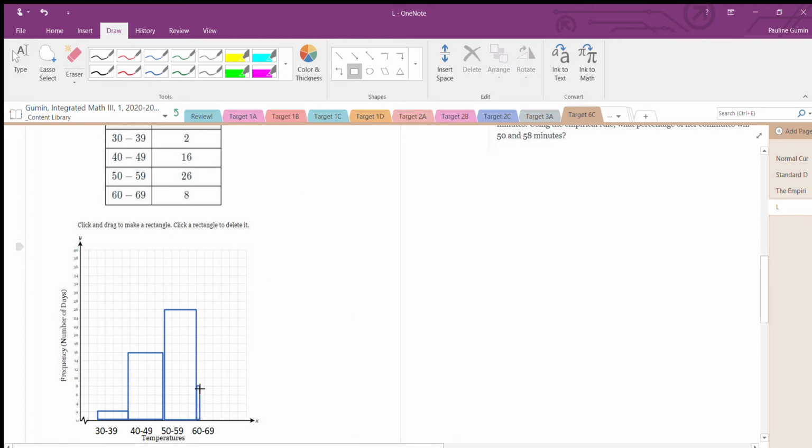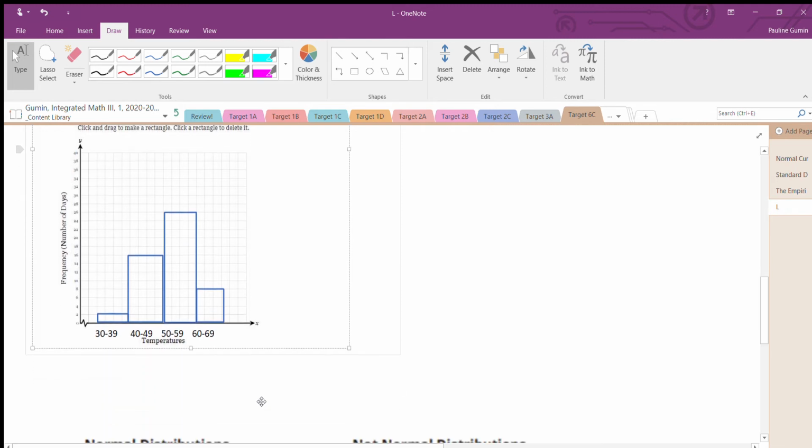So my last little bar right there. Okay. Here's a nice little histogram. If you notice, it almost looks like a little pyramid. Low on the bottom, hitting a peak, and going back down. Well, that is actually called a normal curve.